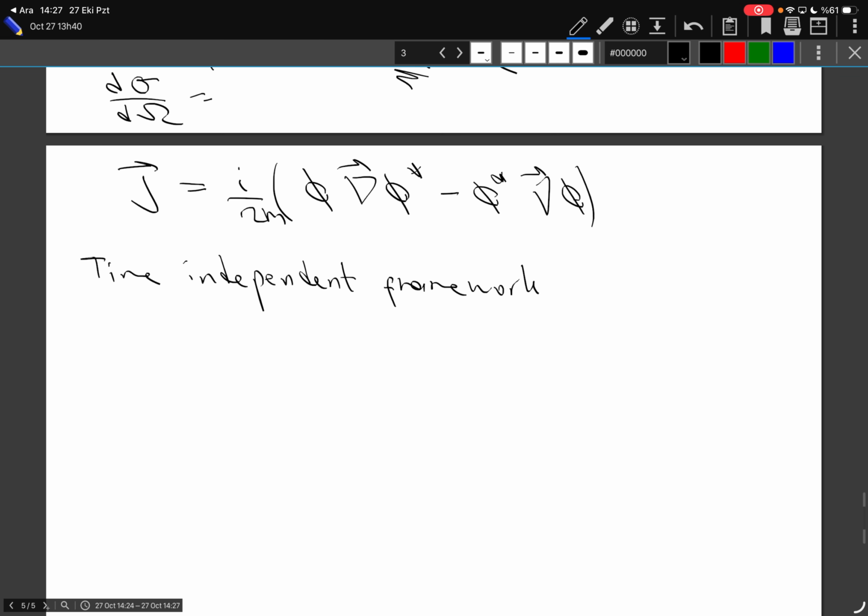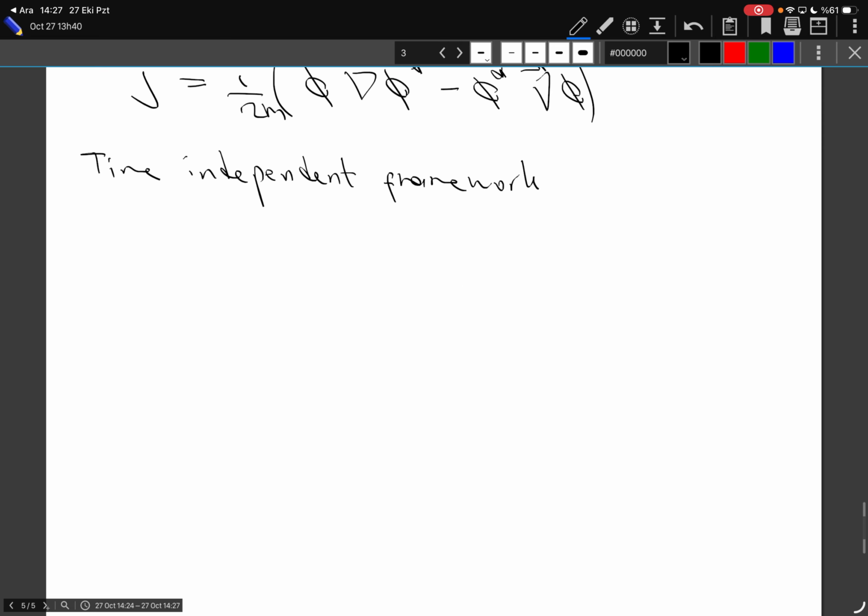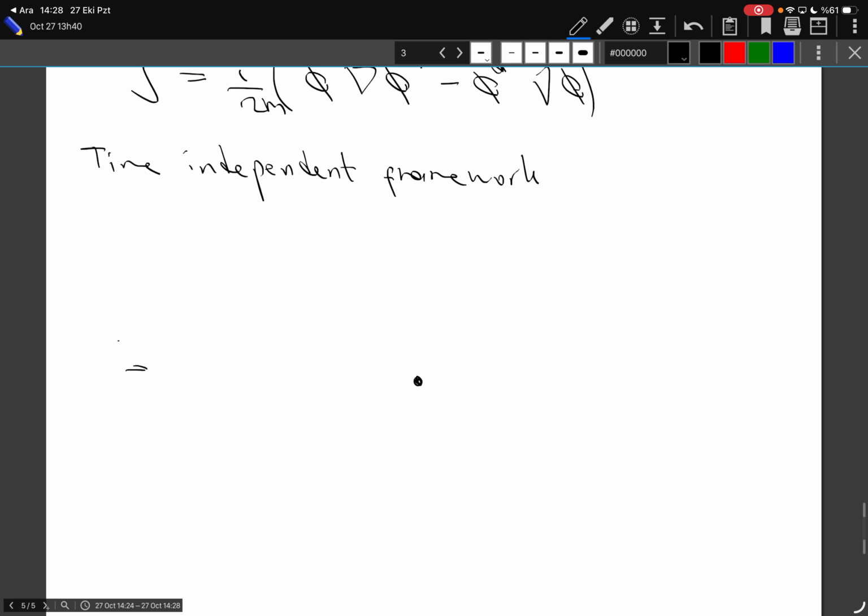Well, how does this work? I mean, this is a scattering process. Things change with time. Why does the time-independent framework work? Well, just imagine this way. You have a scatterer. You are sending particles, which are plane waves. Just imagine that you keep a constant flux of particles. You are sending them constantly. Some of them will scatter from the scattering center in various directions.